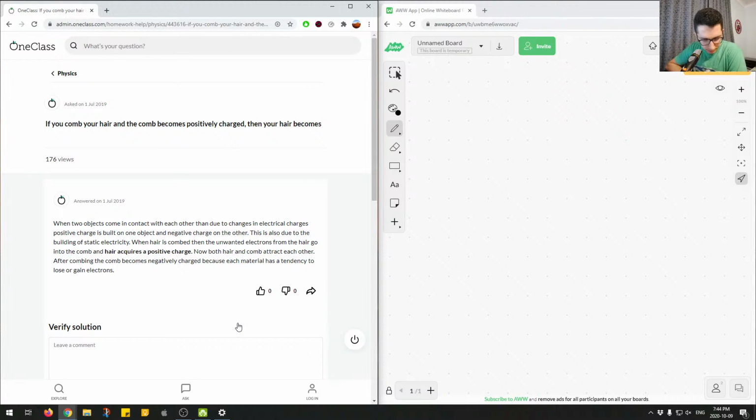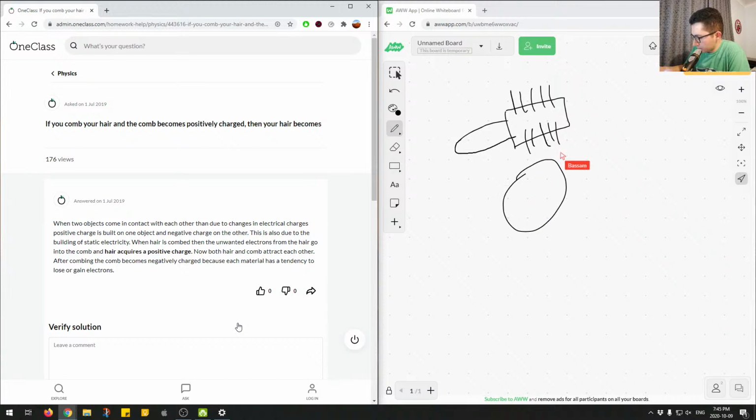Alright, so the next question: if you comb your hair and the comb becomes positively charged, then your hair becomes what? So if we have a comb, it looks something like this, and maybe it has a bunch of spikes, and you're combing your hair. Maybe you have long, luscious hair and you're combing it.